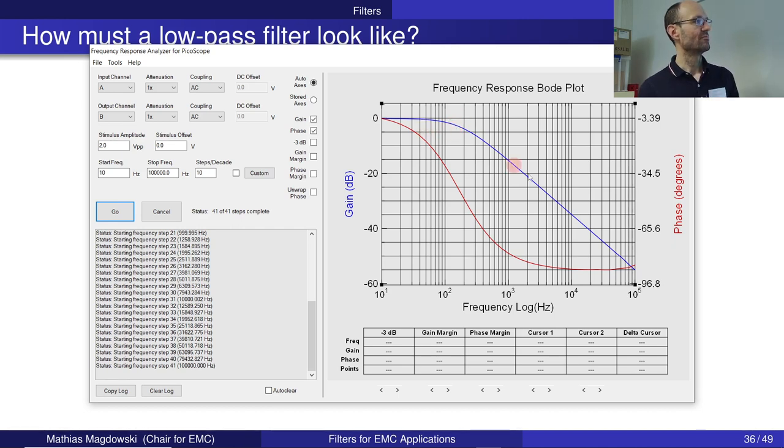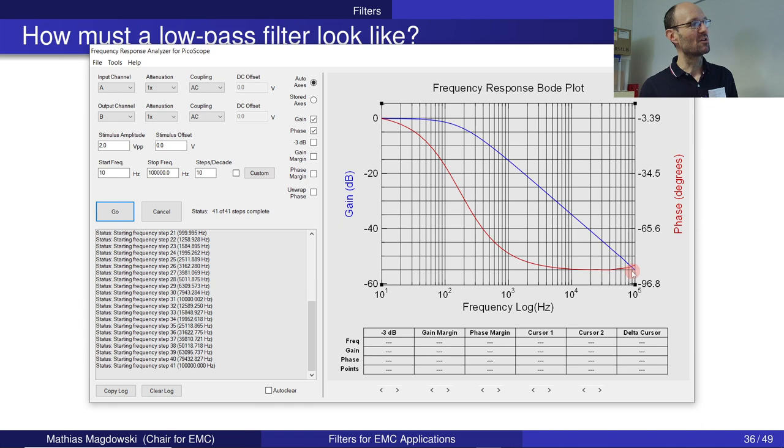So, yeah, this is how, as you can see, the real filter looks like. It's exactly what we have drawn before and what we have calculated before. And then you can see that phase goes to minus 90 degree. And here at higher frequencies, interesting things once again happen. And that's a question.